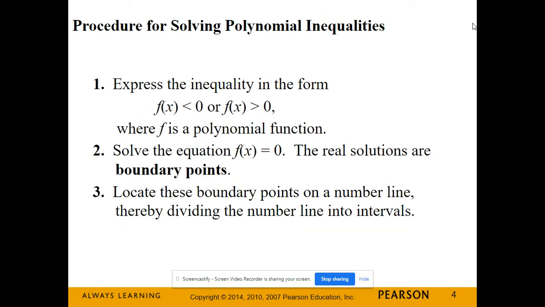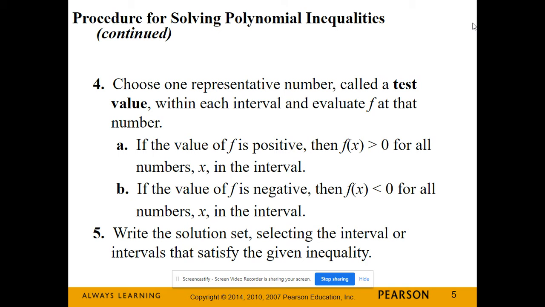You're going to locate these boundary points on a number line, and then you're going to basically be cutting the number line into intervals. Then you're going to pick a test point within each interval and figure out if it's positive or negative. Once you have a test point inside the interval, you assume everything in that interval is either positive or negative, and it flips at the boundary point. Then you're going to write the solution set in interval notation.